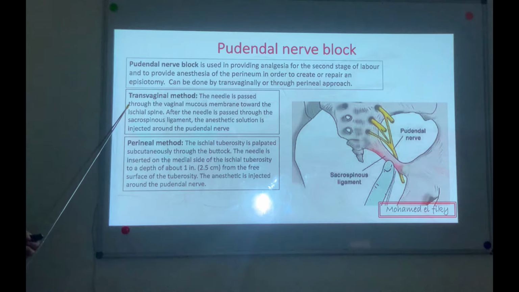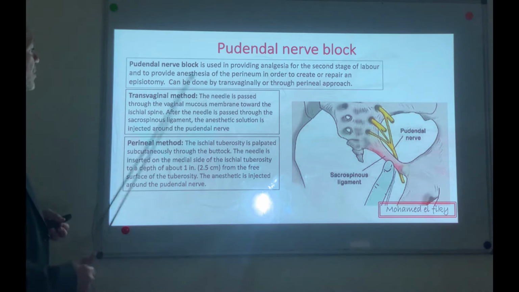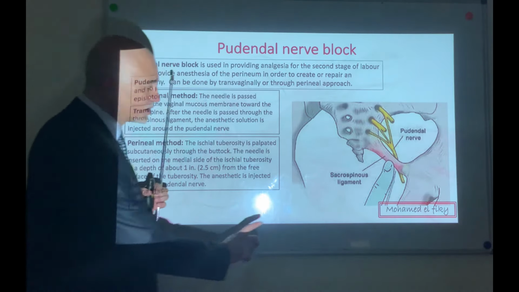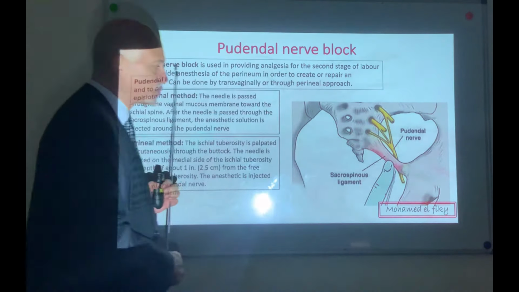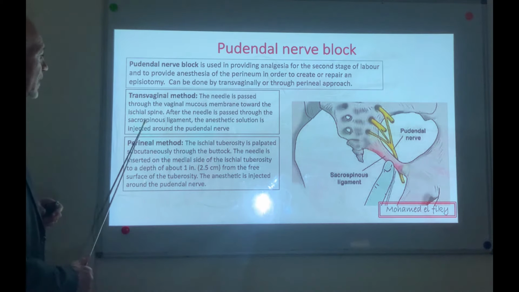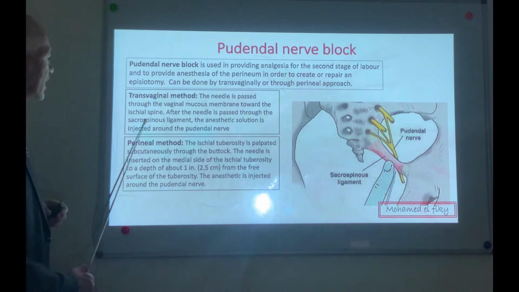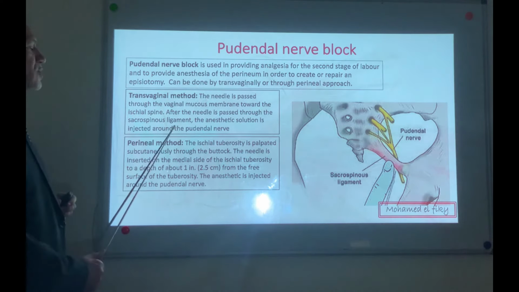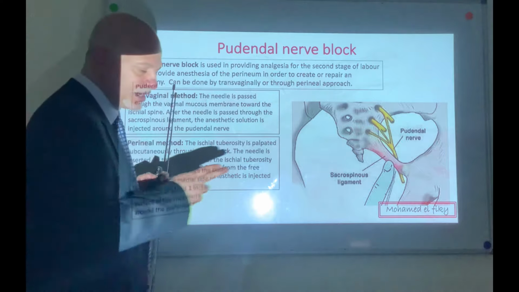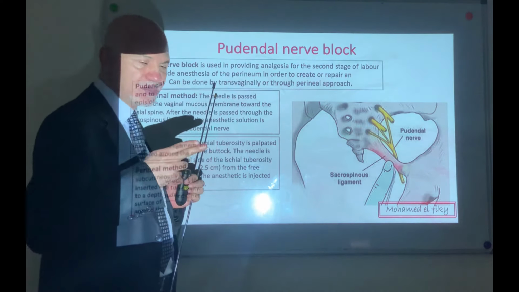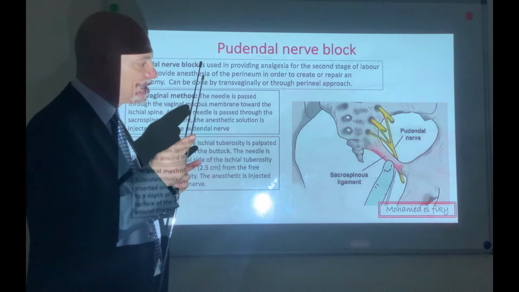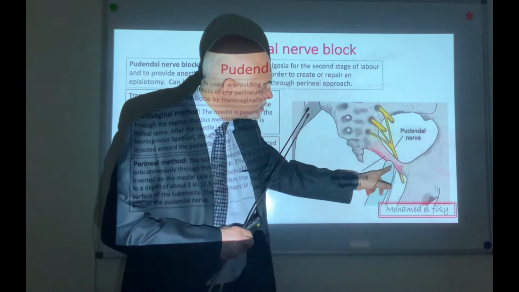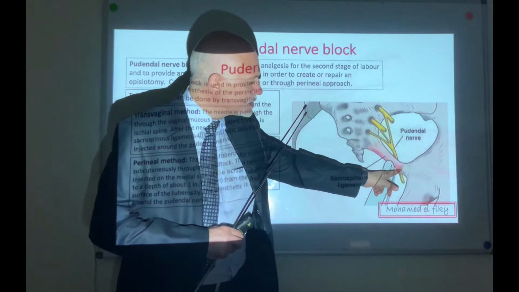In the transvaginal method, the needle is passed through the vaginal mucosal membrane towards the ischial spine. After the needle is passed through the sacrospinous ligament, the anesthesia solution is injected around the pudendal nerve. Through the vagina, the finger feels the ischial spine and we inject the anesthesia near this ischial spine.